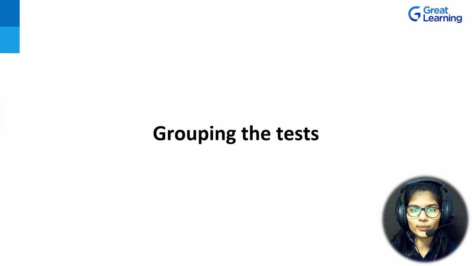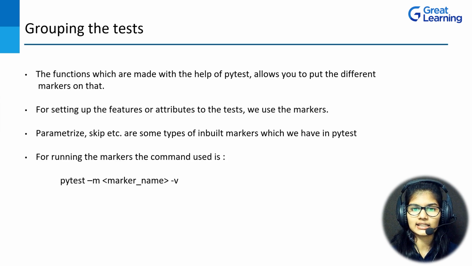Next, we have grouping the test. So let's study that as well. PyTest allows you to put different markers onto the functions. So for setting those features or attributes in the test, we use markers. And there are different sorts of markers like parameterize and skip. These are some inbuilt markers which you have.